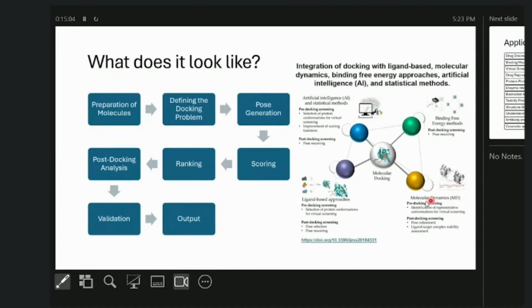So as you can see here, we have the molecular dynamics. We have the binding free energy models. And today, artificial intelligence and machine learning is being used in various steps in molecular docking as an alternative to the traditional models or traditional statistical methods.